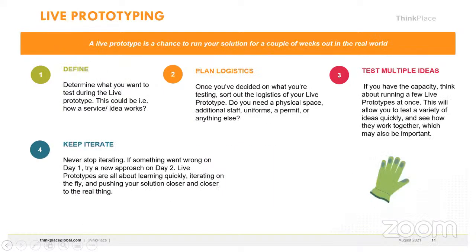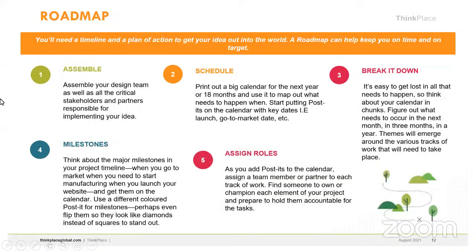So then we have the roadmap. As I've been telling you from the time we've been speaking, you'll need a timeline and a plan of action to get your idea out to the world. A roadmap can help you stay on time and on target. Number one, assemble your design team. Just as I've told you, know who you need, okay? Know who you need at what time and in what way.